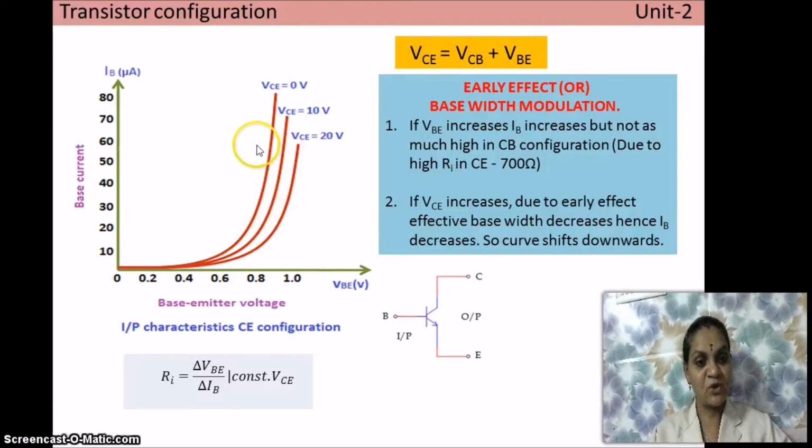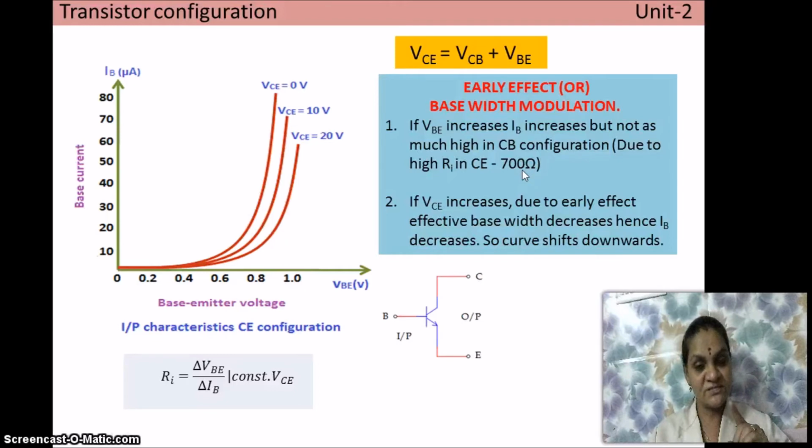Here we are plotting the family of characteristics. Before that, one thing you have to keep in mind. The same nature you got in the common base transistor also, but one difference here is that we are plotting the base current. In common base we plotted the emitter current. So here the base current will be very small in magnitude. This is because in the common emitter configuration the input resistance is very high, which is of the order of 700 ohms, whereas in common base it is of the order of 100 ohms.